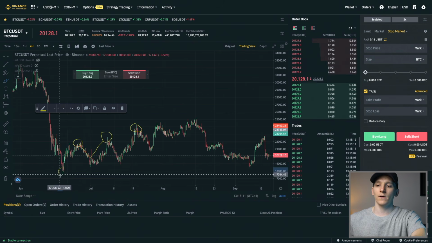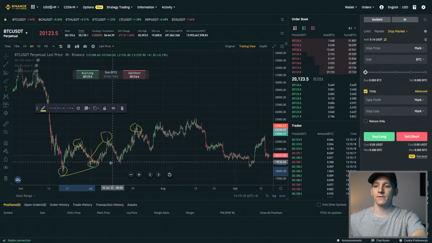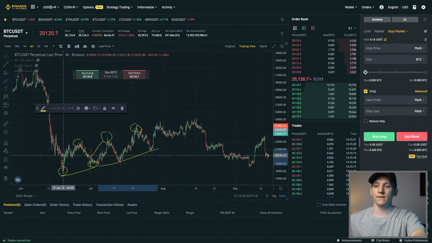But you can see the lows here. This was a low. And then when there was a sell-off, that low for that period is higher than this one. And then this low is even higher. And that is a trend.